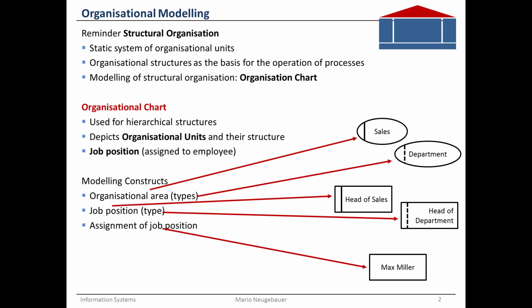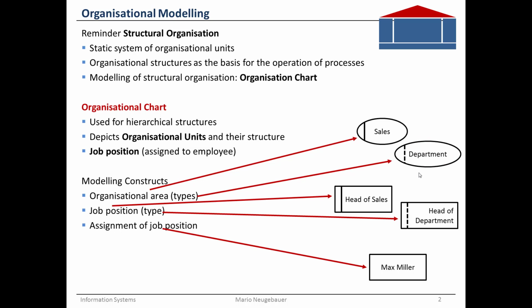And then you can also have in a more generic type the type of a job position. There you use this dashed line here, and you could then describe the so-called type of this job. So you don't name it specifically like head of sales. You just say the head of the department, and this corresponds with this type here, type of the organizational area. So you might have a head of the department in a generic department.